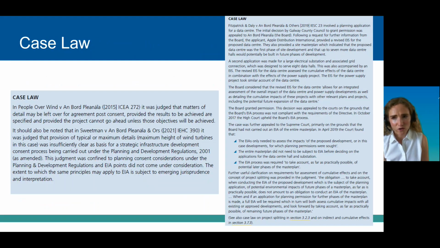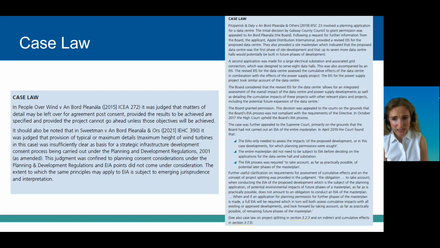So a review of case law was carried out during the revision of the guidelines, and relevant case law summaries are included in blue boxes throughout the guidelines, where relating to the appropriate section where they are. This is an example of two of the case law summaries, so they appear in these little blue boxes throughout the guidelines.